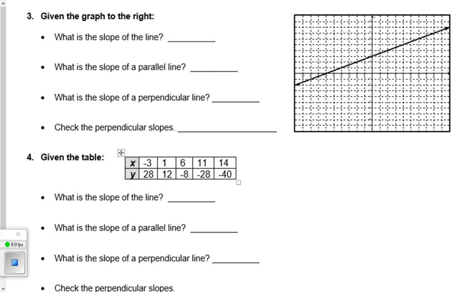Well, it's a graph, so I need perfect points. Got one there and there. So I go up 1, 2, 3, over 1, 2, 3, 4, 5, 6. That means my slope would be 1/2.